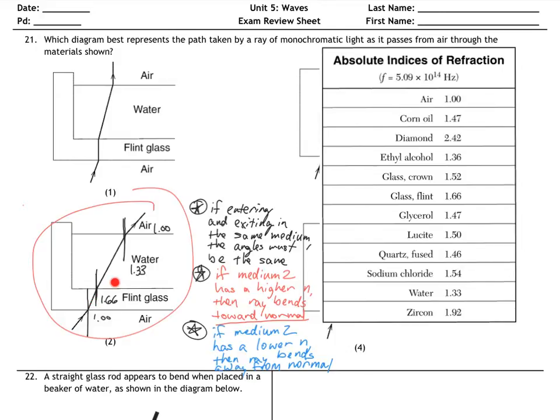But when you go from flint glass to water, you should actually bend away from the normal because the index of refraction is decreasing. So here's the index right here, this is the angle, and then you can see that the angle is larger on the other side. And then on the other hand, when we go from water to air, we're going to be decreasing that index again, so we will need to bend away from the normal again. So here's the angle on the way into the boundary, and here's the angle on the way out, so we bent away again. So I can still confirm that choice 2 is the right answer.